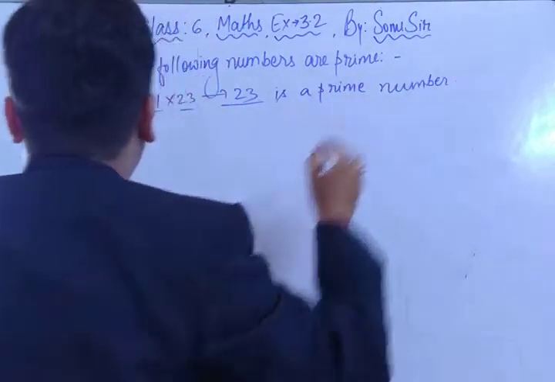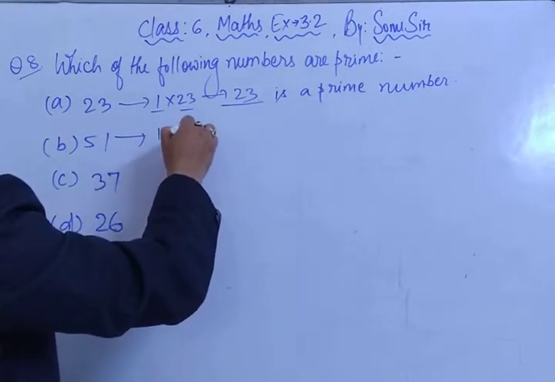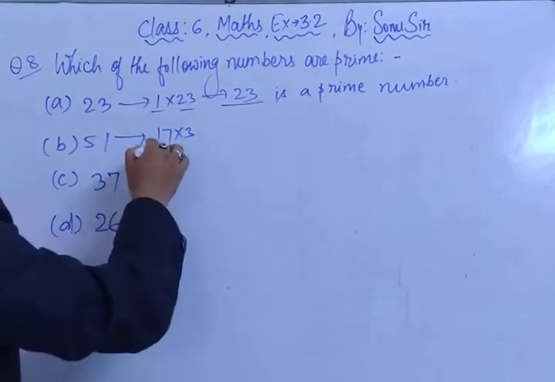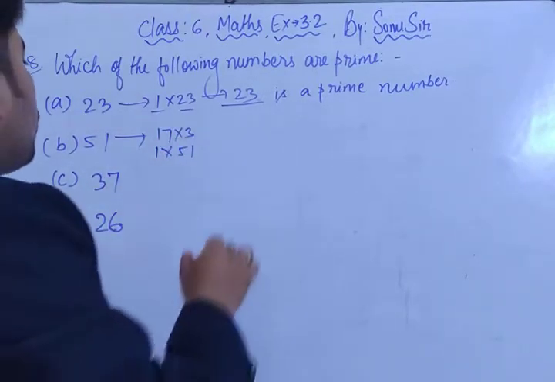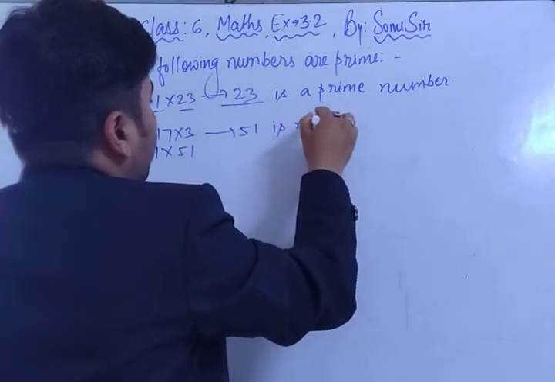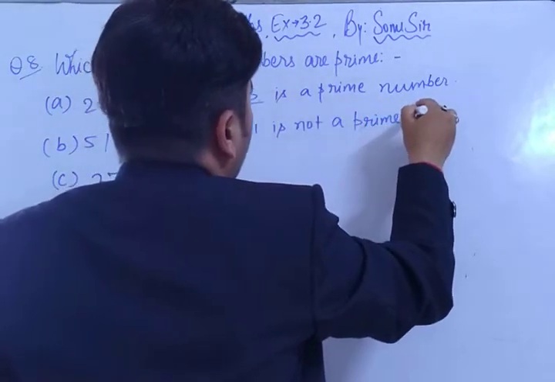Now the second number is 51. You know 17 threes are 51, or 3 17s are 51. Except that, it also has 1 into 51. So it has more than 2 factors. So 51 is not a prime number.